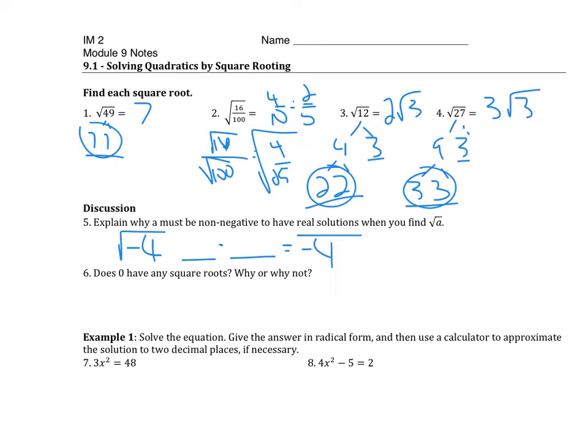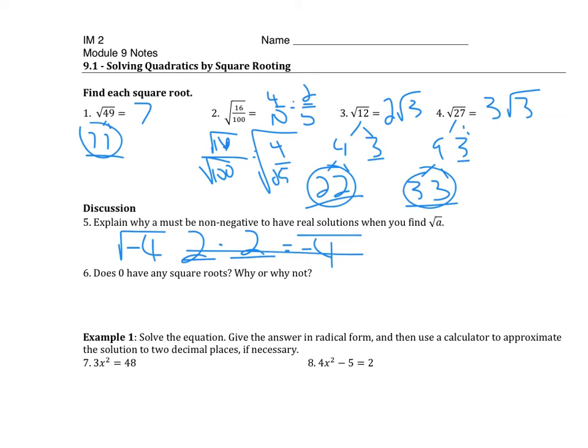Well, some might say -2 and 2, but those aren't the same. One of them is negative, the other is positive. So either both have to be negative, which makes the 4 positive, or they're both positive, which also makes the 4 positive. And so that does not work. So that's why it has to be non-negative to have real solutions.